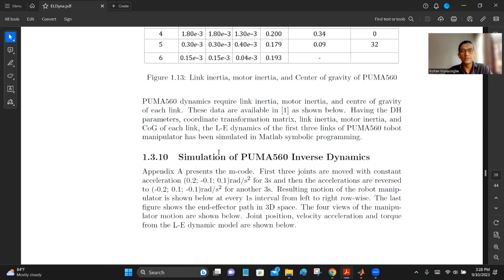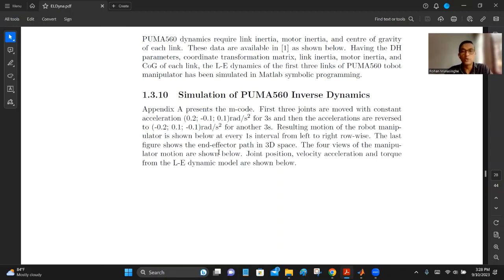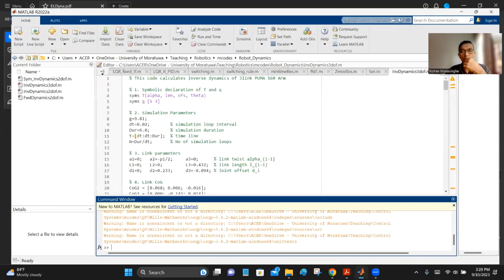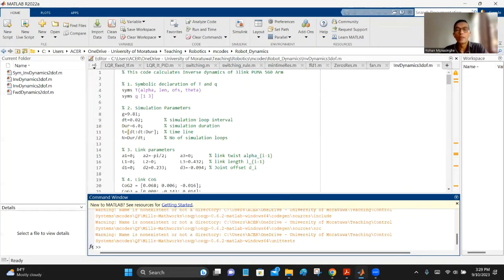Right, so what's next? Then we'll go to the simulation of Puma 560 inverse dynamics. Inverse dynamics means you're going to calculate the torques required at joint 1, joint 2, and joint 3. What are the torques required? And for that, you need to have some sort of trajectory, that you need to go from here to here. For that trajectory, you can actually calculate what are the torques required. Okay, now let me show you the MATLAB here. Right, so here we go.